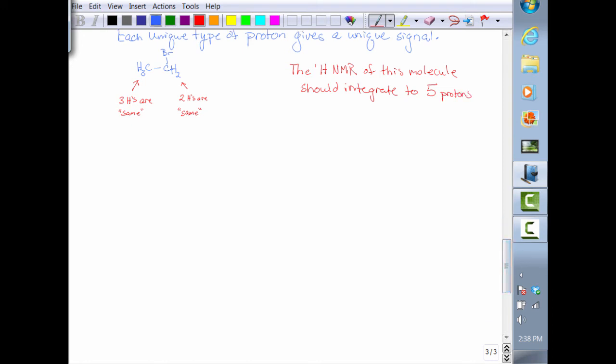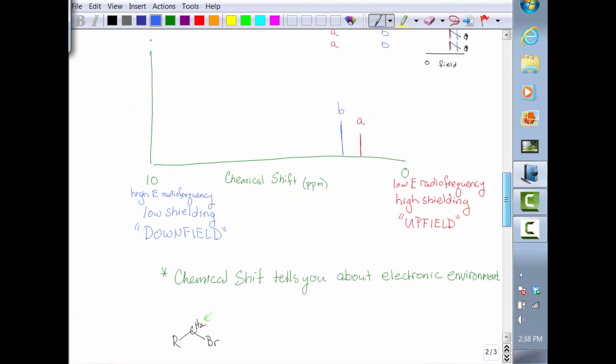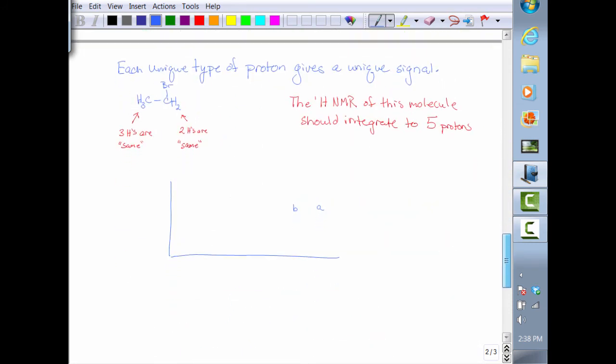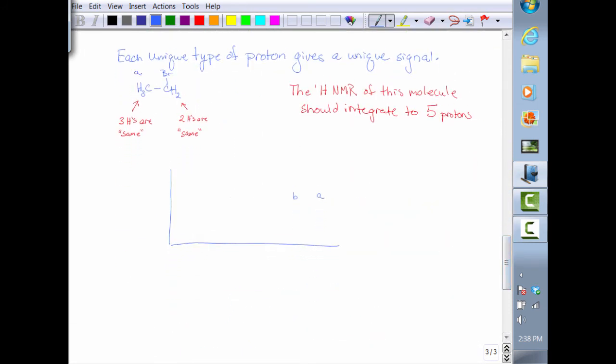So if I redraw the spectrum that I had above, right, where I said that A was coming at a lower chemical shift than B, wait a minute. Am I drawing this the same way? Yeah. Okay, so this is A and this is B. So we said that B was going to be at a higher chemical shift, so B would be here, and A was going to be at a lower chemical shift.